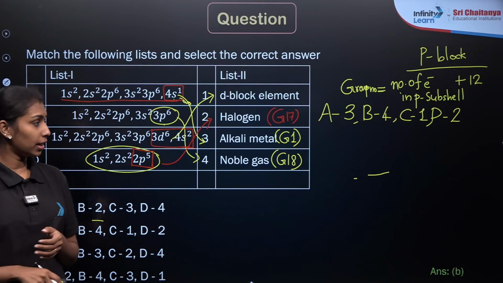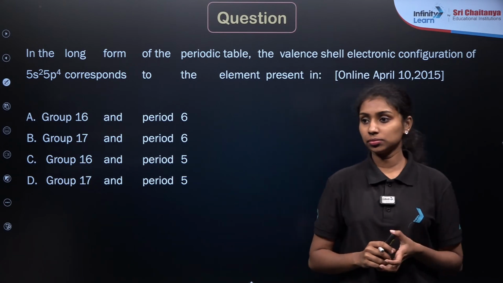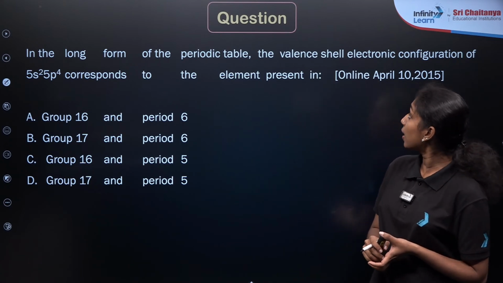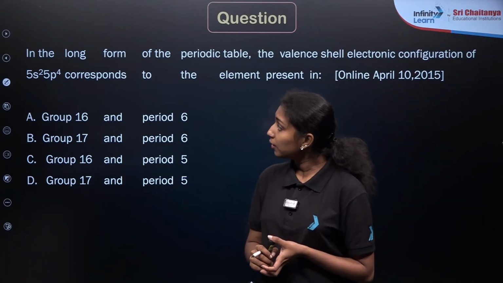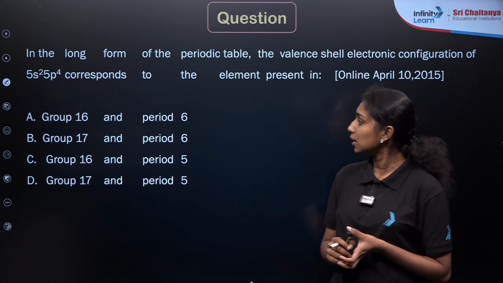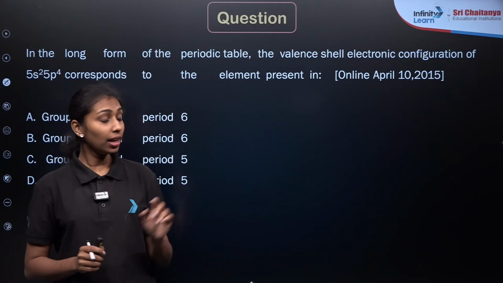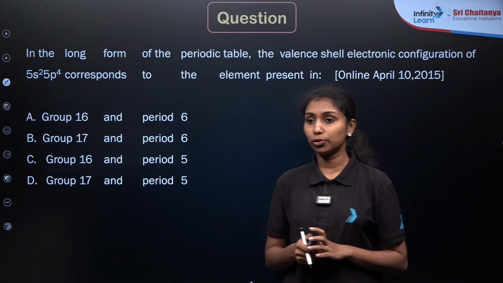Okay, I hope you understand. Now we are moving to our next question. Read the question carefully. In the long form of the periodic table, the valence electronic configuration is given as 5s2 5p4, which corresponds to the element present in. We need to identify the group number as well as the period number of this element having the outer electronic configuration 5s2 5p4.